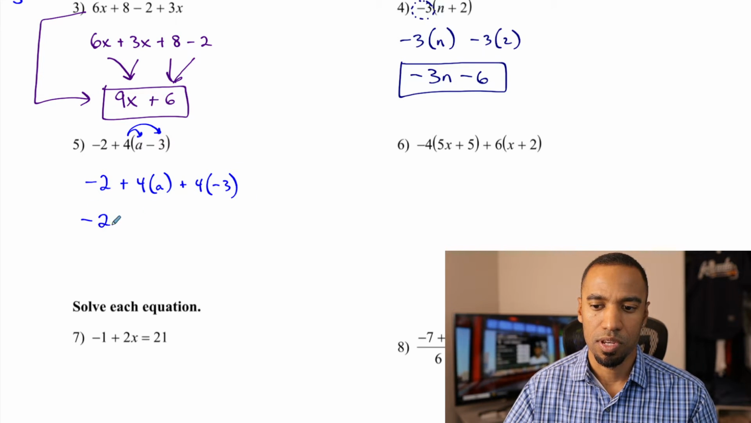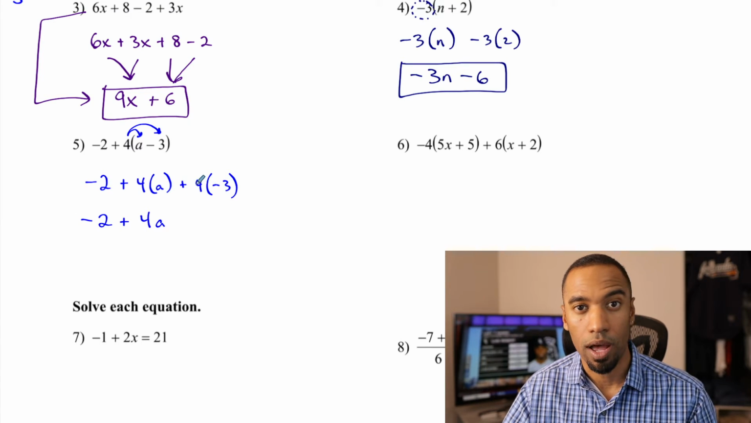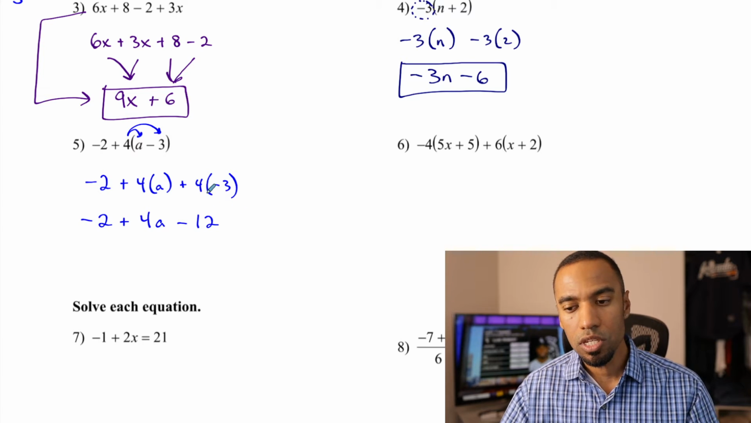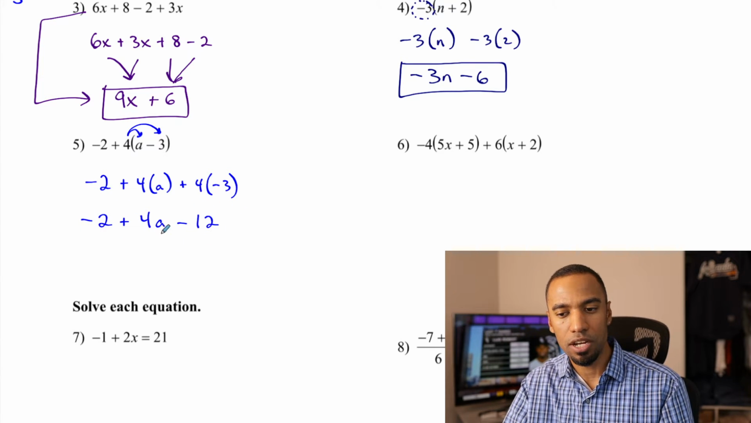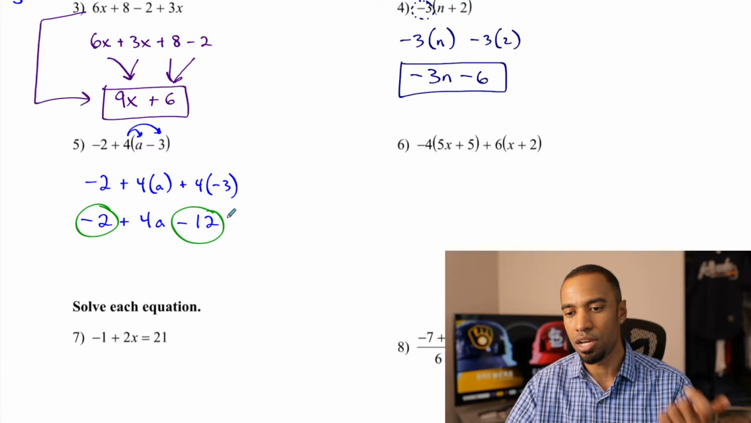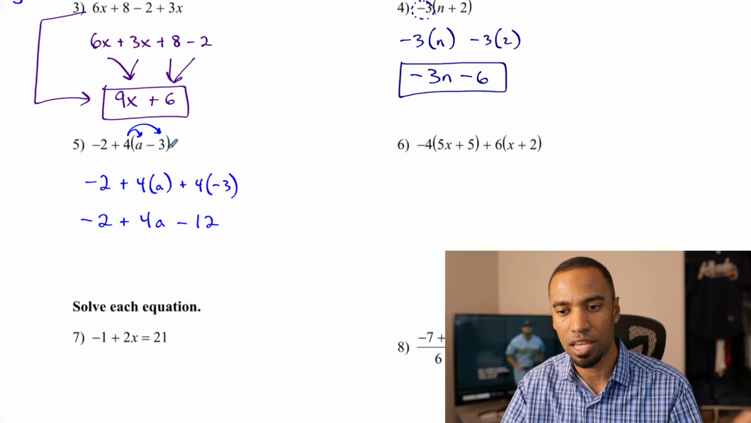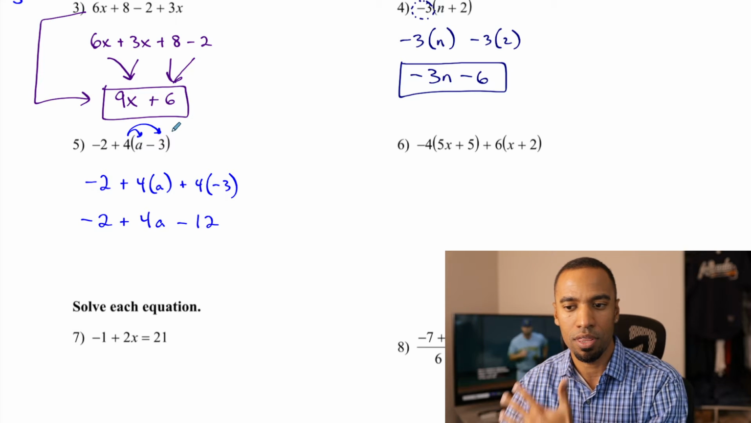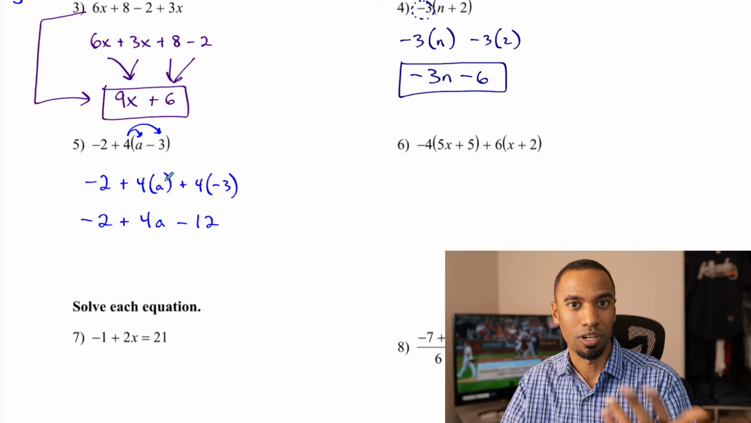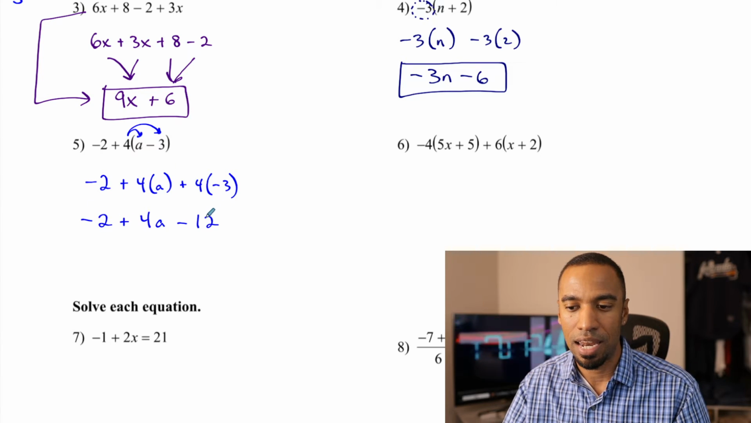Okay, so this becomes negative 2 plus 4 times a is 4a plus negative 12. That becomes minus 12. So you can see what distribution allows us to do. Now we have an expression where we actually do have two like terms, this constant here and this constant here, which we can combine. We couldn't combine before because this negative 3 was stuck in a set of parentheses being multiplied by a 4 that we didn't yet unleash. It has untapped potential. So we can now combine the negative 2 and the negative 12.